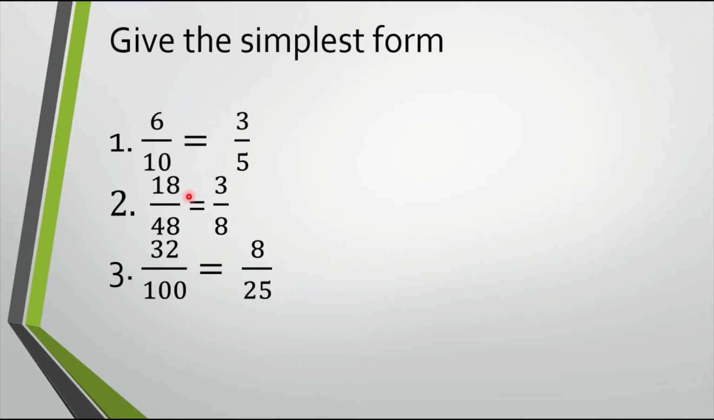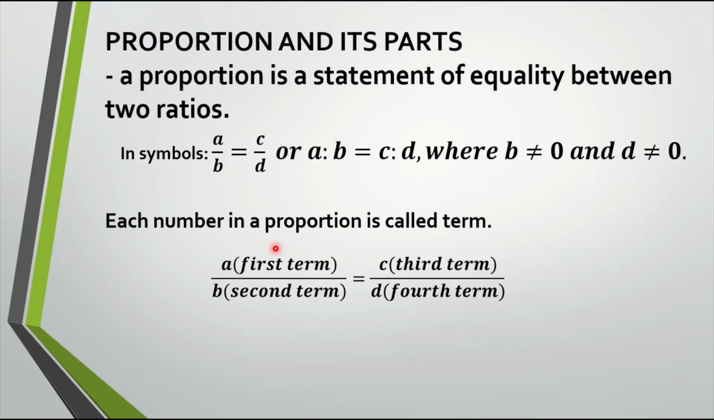How about number 2, 18/48? Divide it by 6, so it becomes 3/8. So that is the lowest term of 18/48. How about 32/100? It can be divided by 4. So we used 4, and the answer will be 8/25.